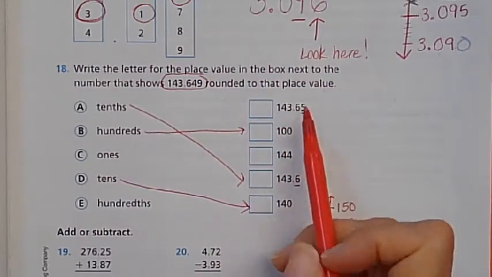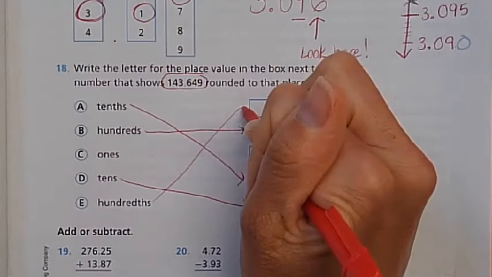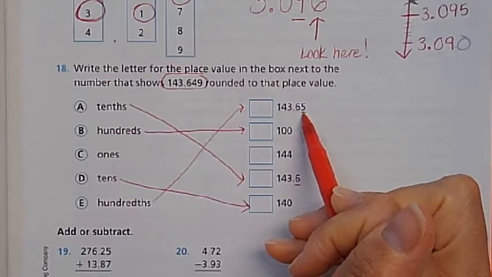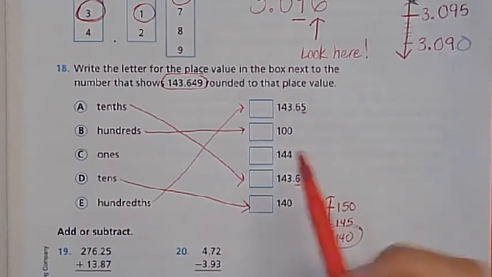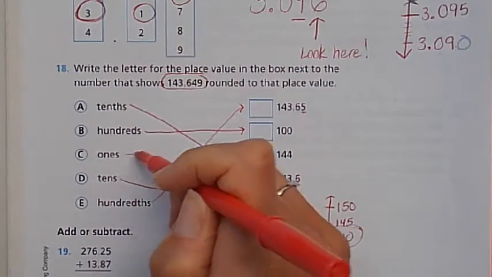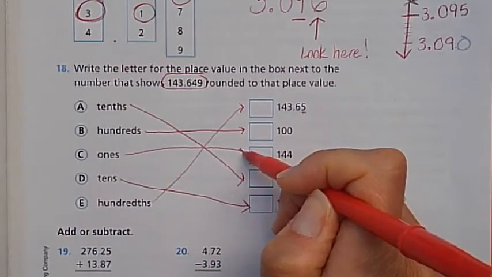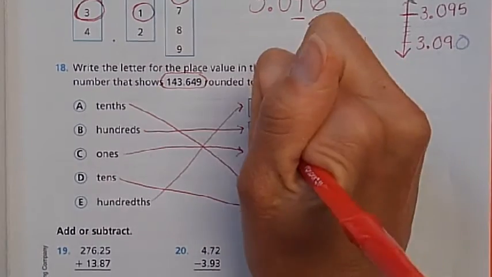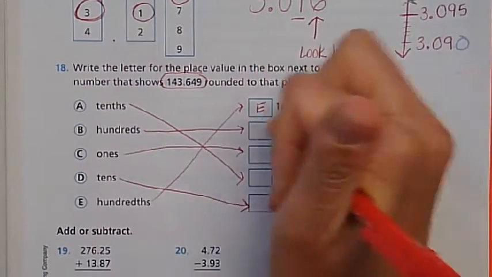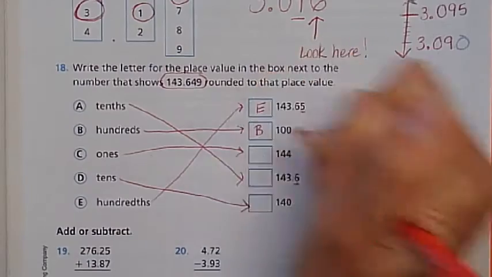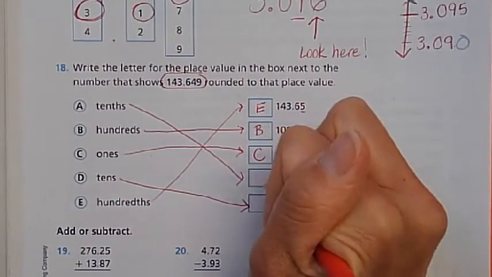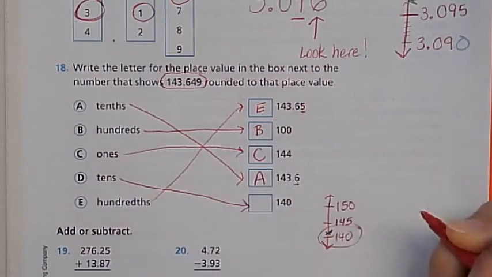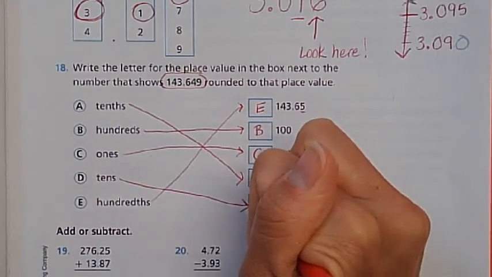And this is rounded to the nearest hundredth because it has a digit in the hundredths. This has a digit in the tenths. This one is rounded then to the nearest ones. So if I'm writing those letters, this is to the nearest hundredth. This is to the nearest hundred. 144 is the nearest one. Tenths place is A, and tens is D.